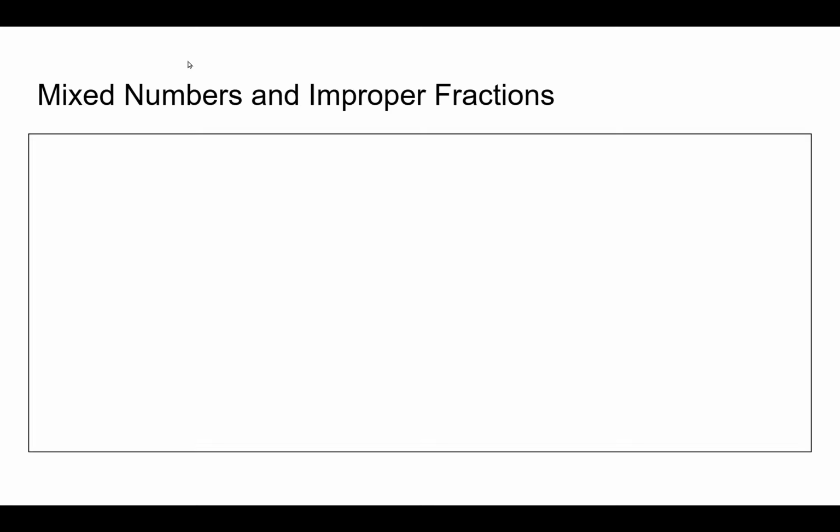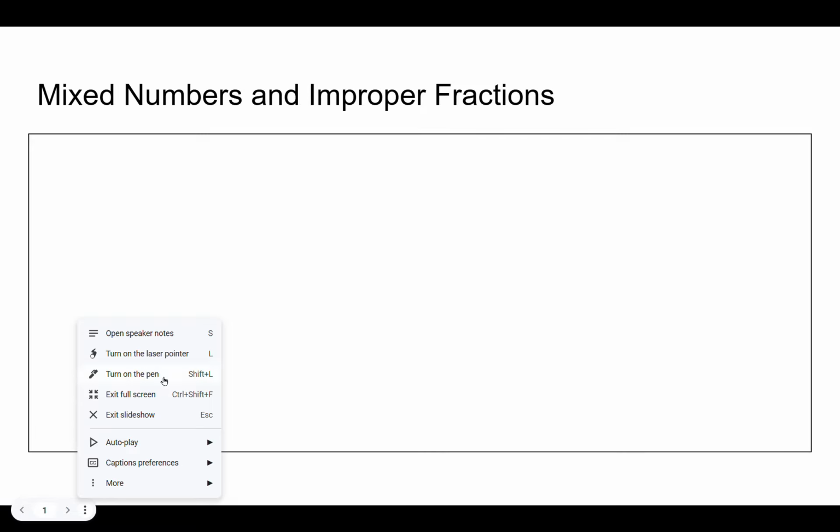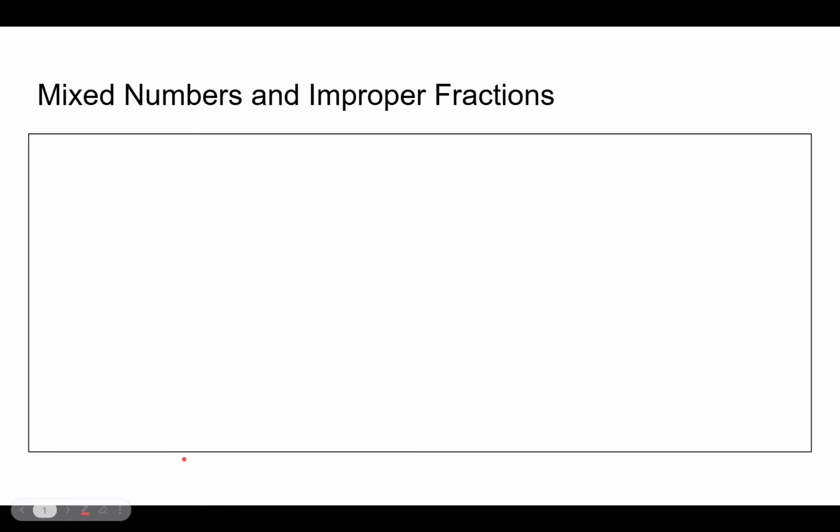All right, so we are going to be looking at mixed numbers and improper fractions here. A mixed number is a number with a whole number and a fraction next to it, like 3 and 1/4 is a mixed number. An improper fraction would look like a numerator that is bigger than its denominator. So 12/5 would be an improper fraction, okay?